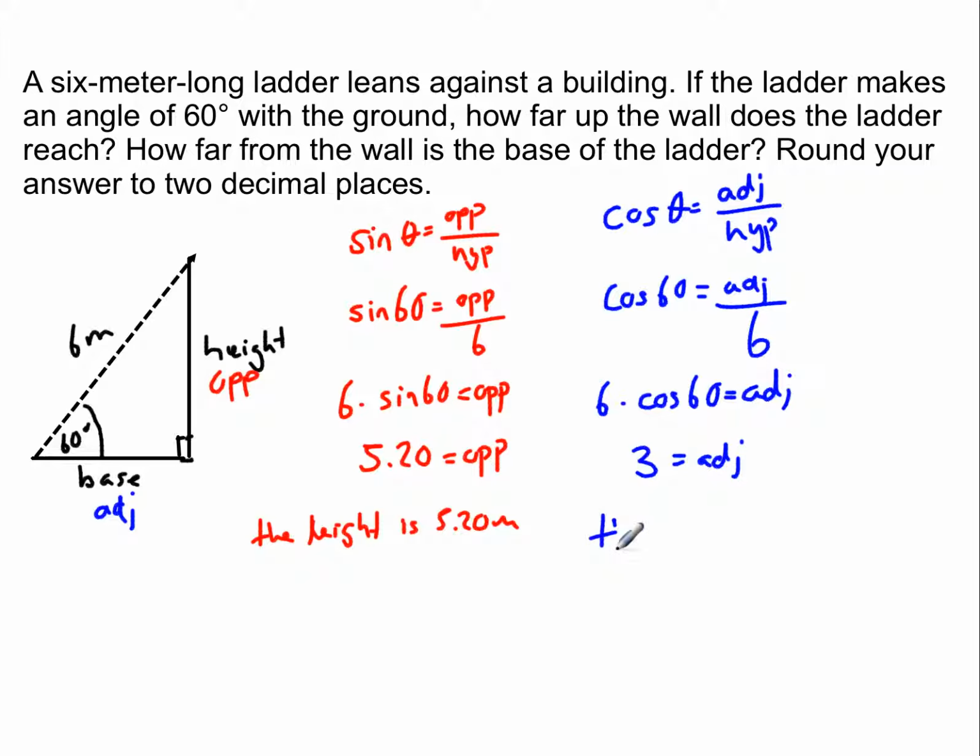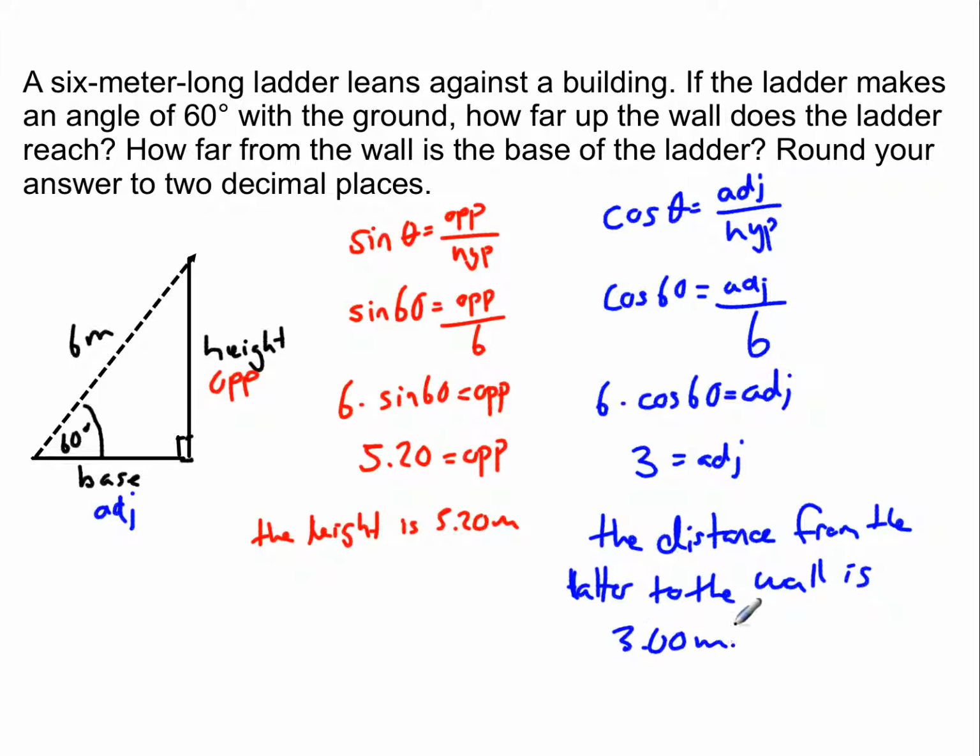So the distance from the ladder to the wall is 3.00 meters. Now, why did I put a 0 here and 2 zeros here? Well, because the question specifically told me to round my answer to 2 decimal places. So I could write 3, numerically that's the same, but the question has asked me to round it to 2 decimal places, so I'm going to be even more specific and say it's not 2.9 rounded to 3 or anything like that, it's really 3.00. It's that precise. So I'm respecting what the question has asked me.